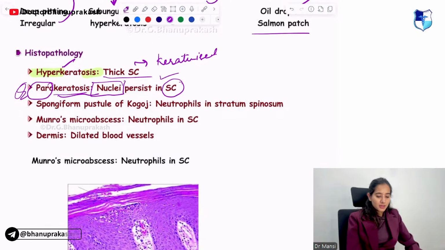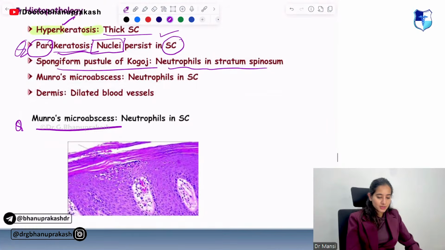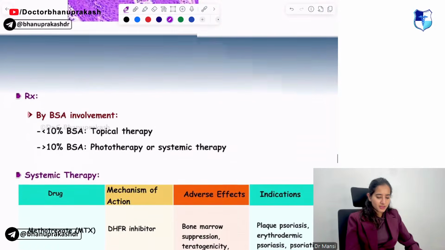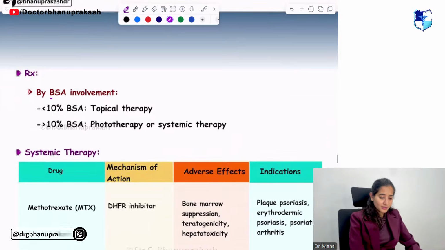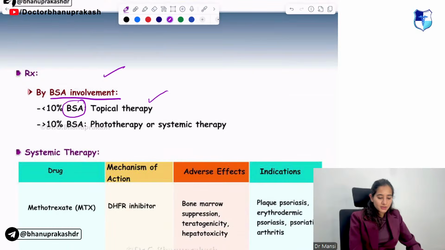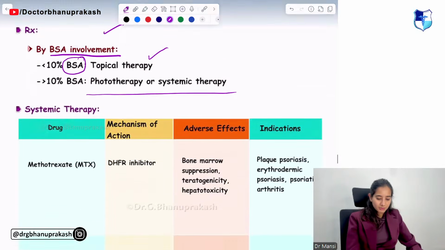And there is this condition which is called the spongiform pustule of Kogoj, in which neutrophils are retained in the stratum spinosum. And last is Munro's microabscess, which you can see in the stratum corneum. That would be enough for you to make the diagnosis. Then the body surface area, if less than 10 percent surface is involved, you give a topical therapy. If more is involved, you can give phototherapy or systemic therapy.